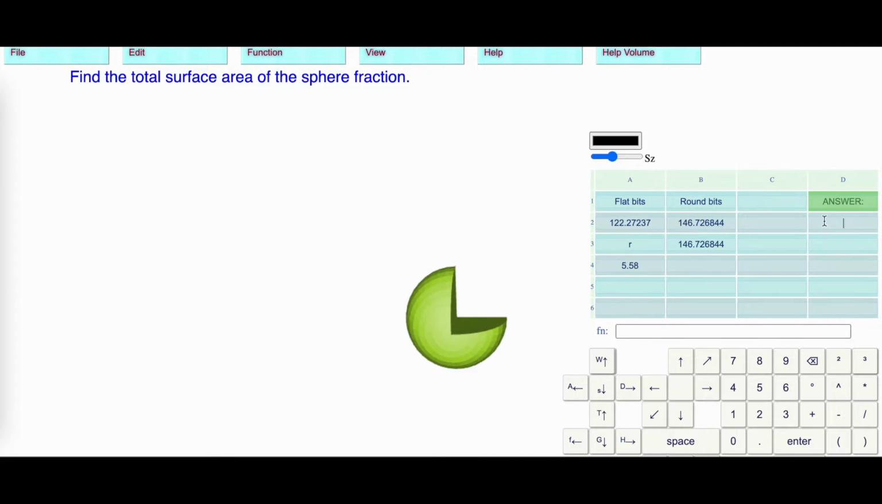Our total answer is that plus this, which gives us 268.999214. I can't see the units. Meters squared. Then you press enter to check to see if you're right.